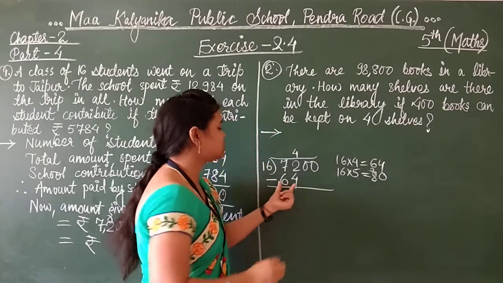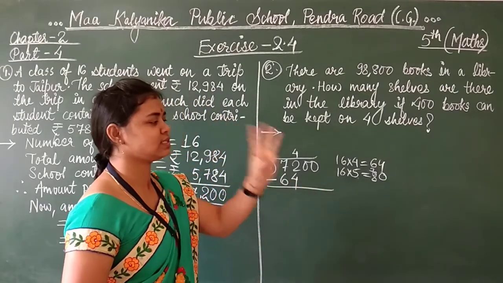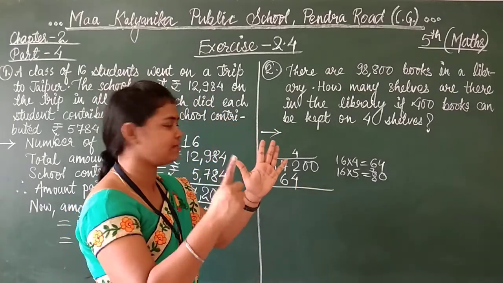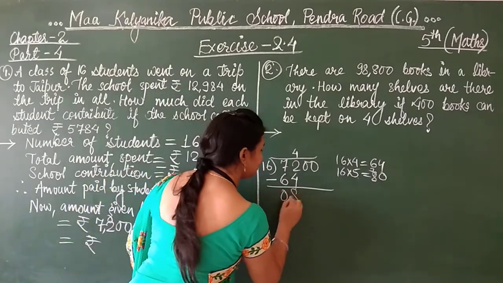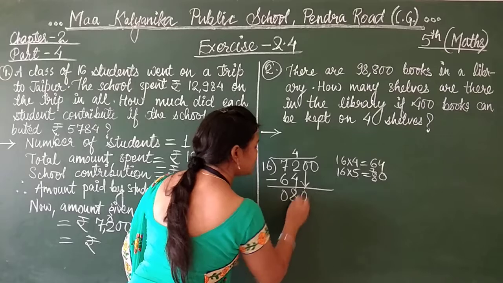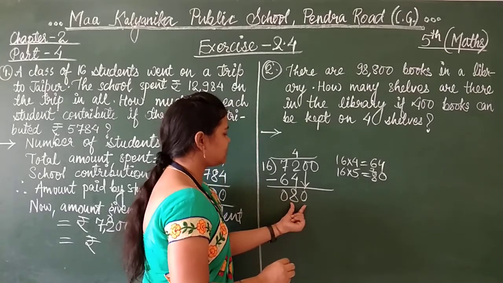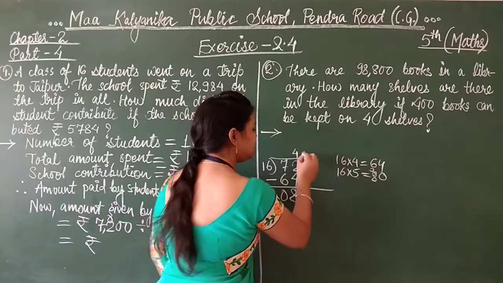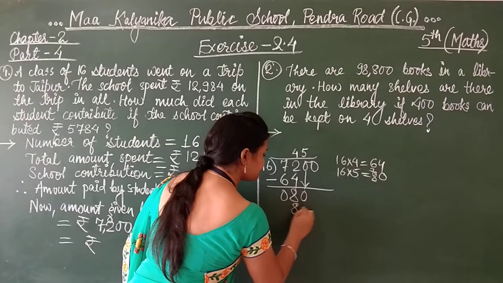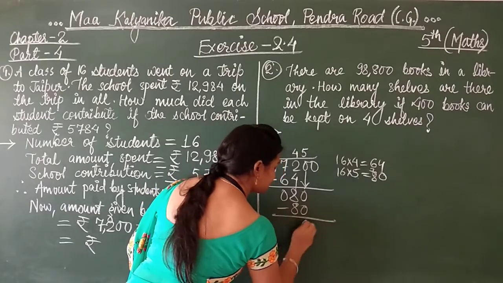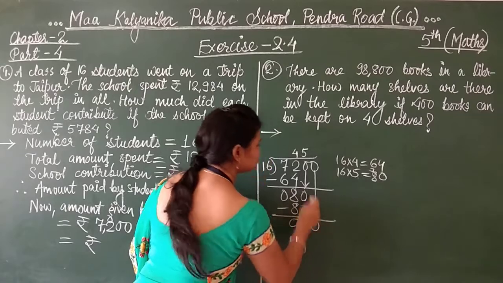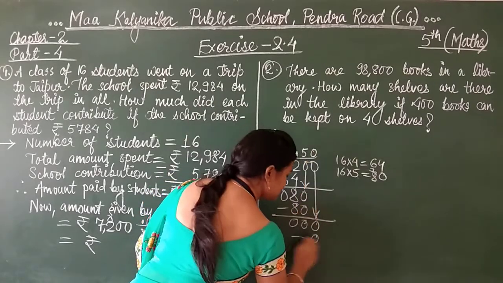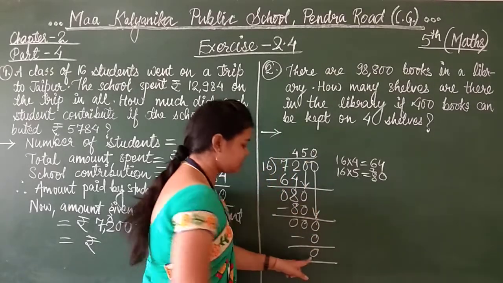Okay students. So 64, 65, 66, 67, 68, 69, 70, 71, 72. How much? 8. So 8 we are getting here. Carry down 8, 0. Now the number is 80. 16 times 5 is 80. If we are subtracting this much, we are getting 0. Again one more 0 is left. So 0 is 0 simply, and we are getting 0 as the remainder.